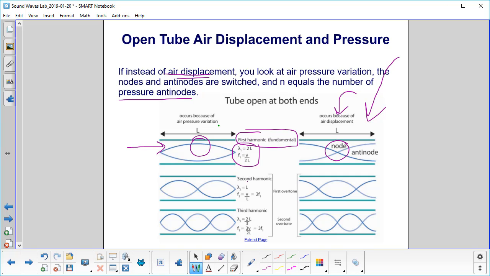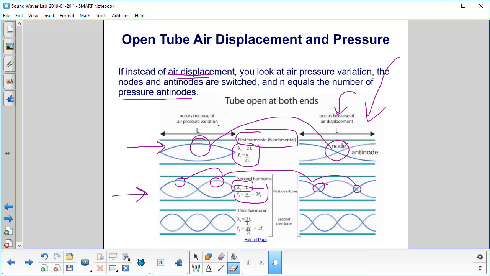Let's go to the next one. Lambda 2 equals L. You have one full wavelength fitting inside this tube. So in this case, let's look over here at the air displacement. How many nodes do we have? 2. So we use n equals 2. Go over to the air pressure. How many pressure antinodes do we have? Well, 1, 2. So can you see how it corresponds there? We've got 1 equals 1, and we have 2 equals 2, and this would be our second harmonic.